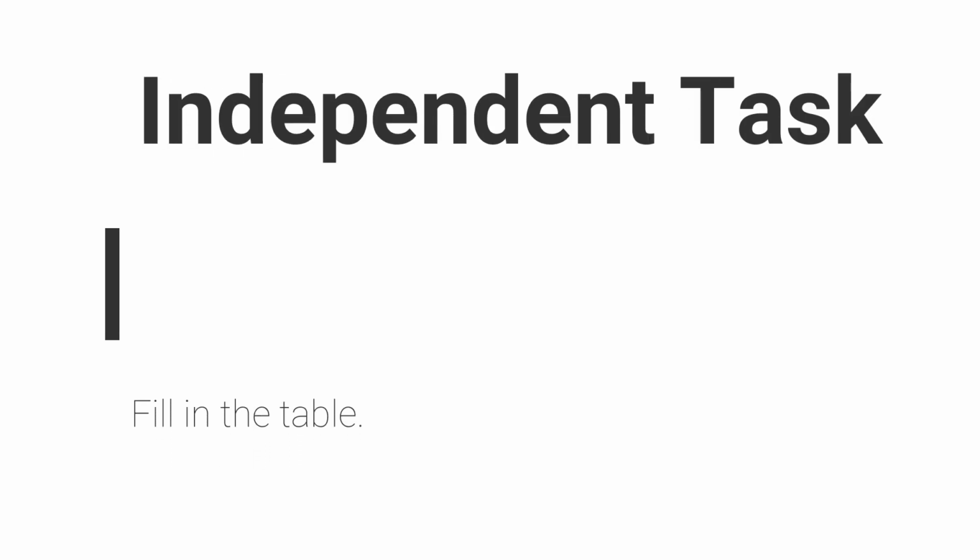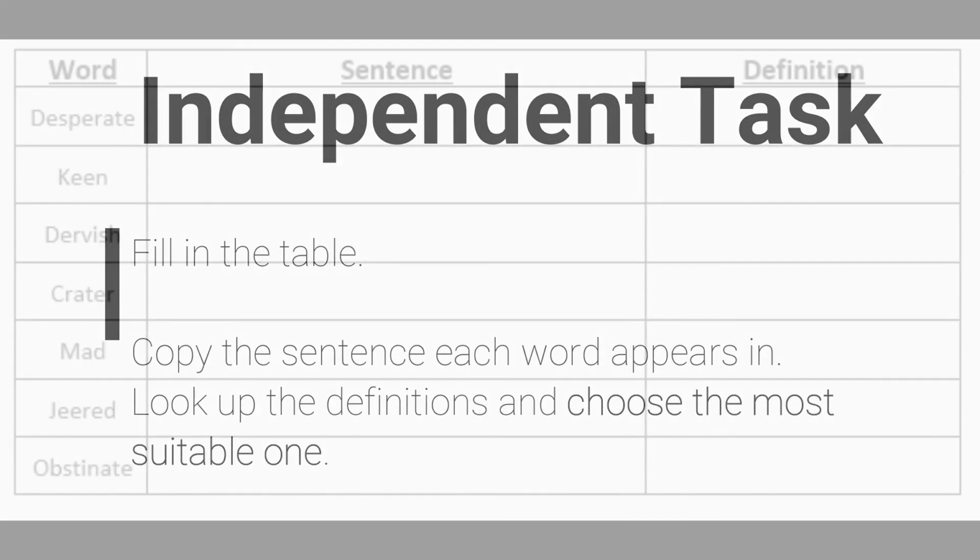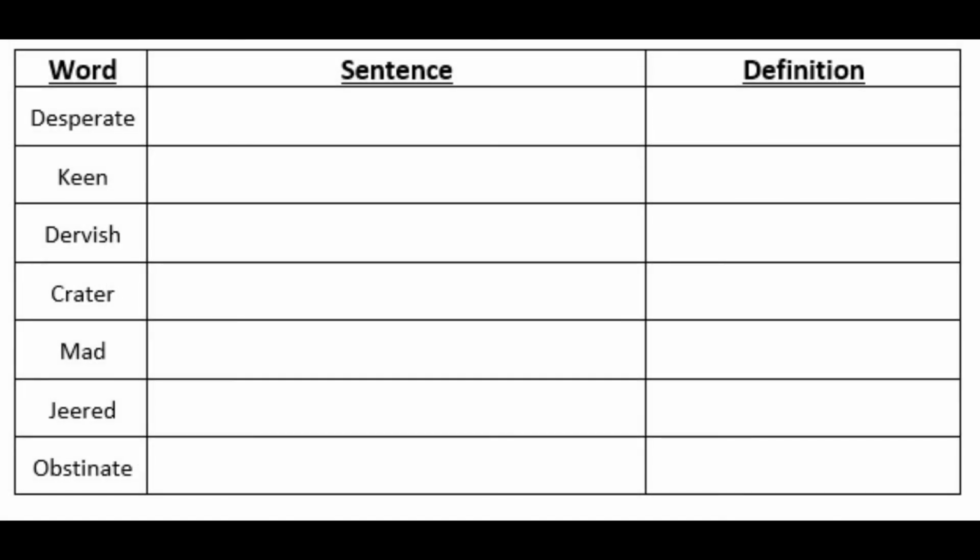Now it's time for your independent work. Remember, our focus today was vocabulary, and specifically we're finding the most suitable definition for words that we don't know. On the next slide, you're going to see a table. In fact, let me go there and explain it now. Alright, so here's that table I was talking about. These 7 words appear in chapter 6. In fact, we just read all of them.